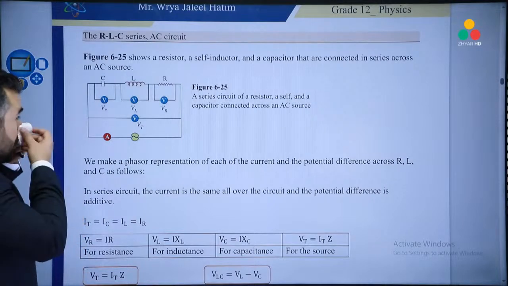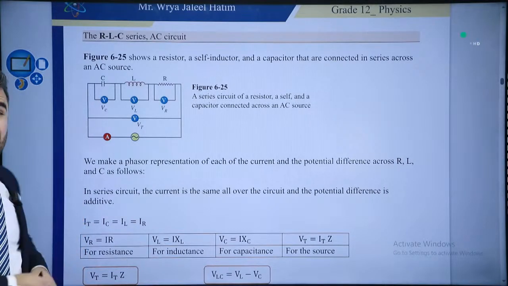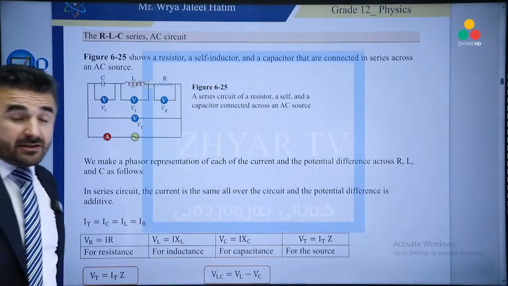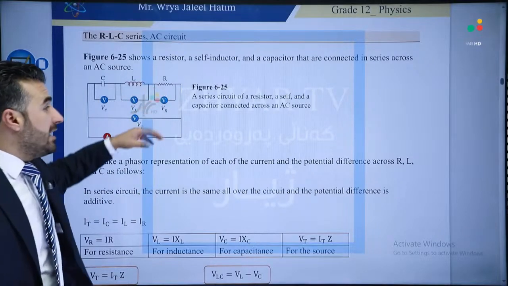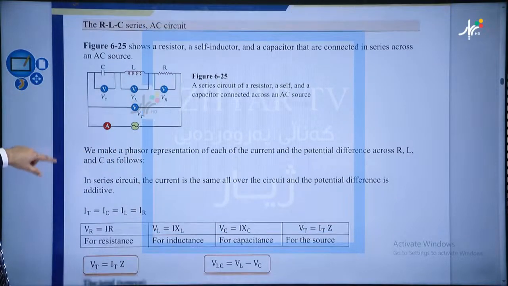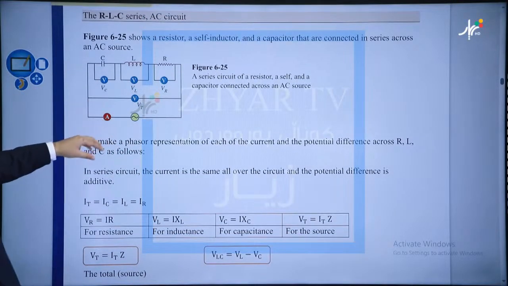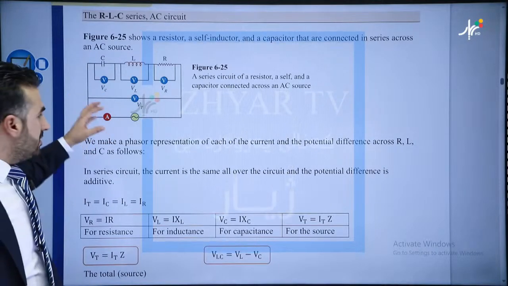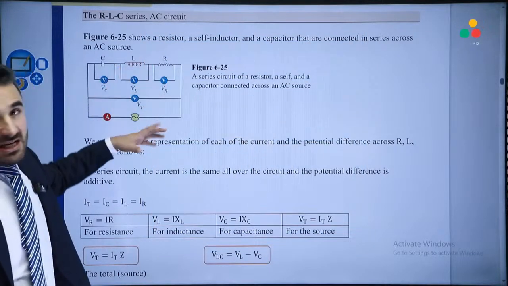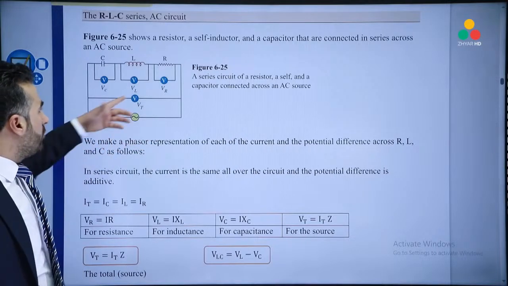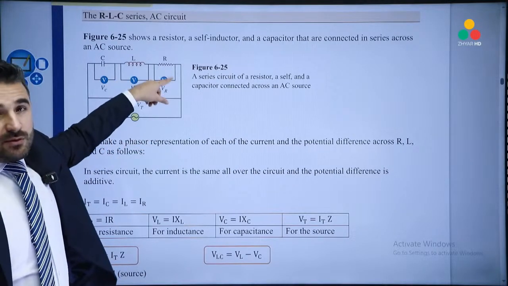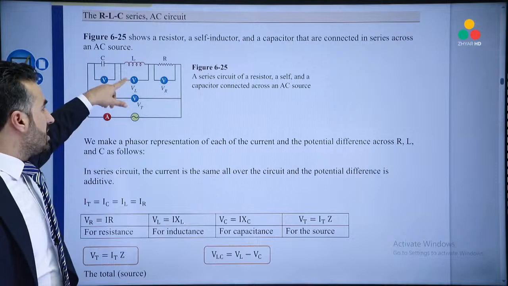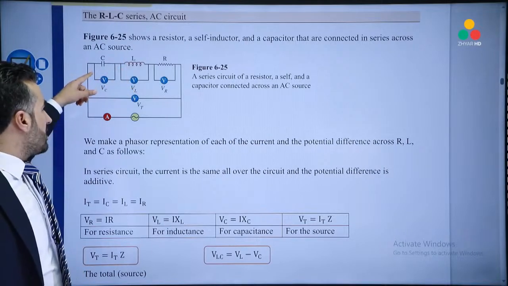You've studied series circuits in grade 11. When we say series circuit, that means all the devices are connected one after another, and there is only one loop here. So what will you notice, by the way? Since it is series, we only need one ammeter because the current at any point will be the same throughout the circuit here. Of course, we will have a voltage across the resistance, a voltage across the inductance here, and the capacitance as well.